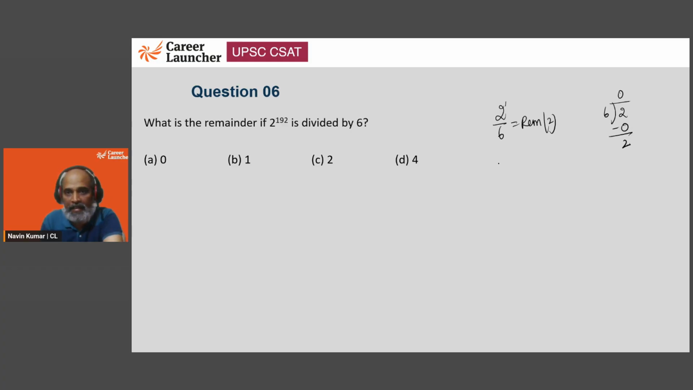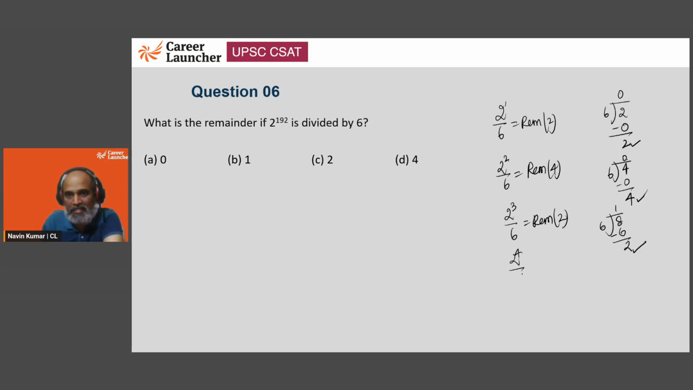Right? Next, 2 square, that is 4. 4 when divided by 6, I'll have the remainder as 4. So we will have 2 square, that is 4. When divided by 6, it will go 0 times and the remainder will be 4. Now 2 cubed, that is 8, when divided by 6, remainder is going to be 2. So 8 when divided by 6, it will go 1 time and the remainder will be 2.